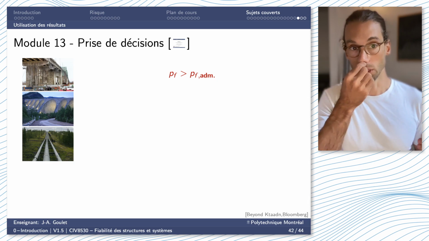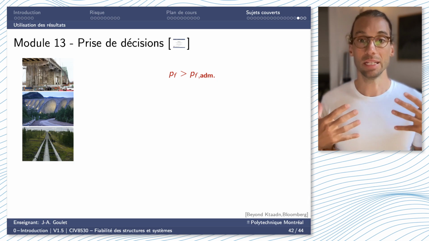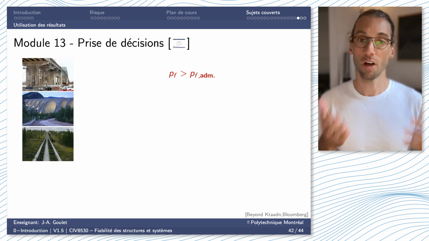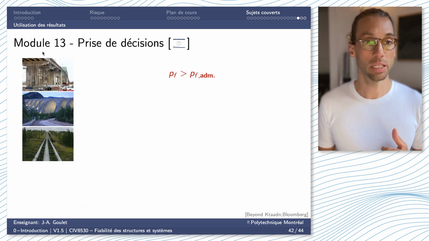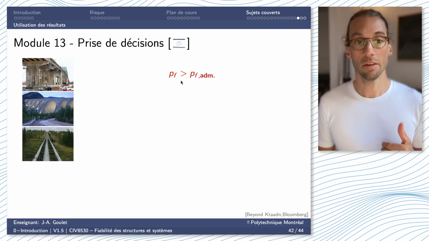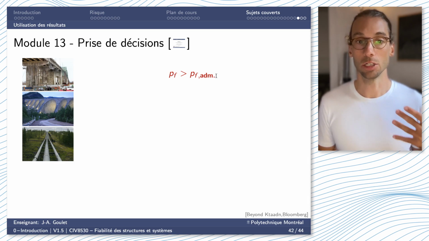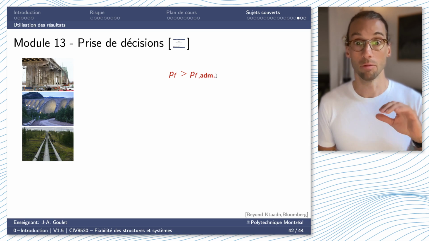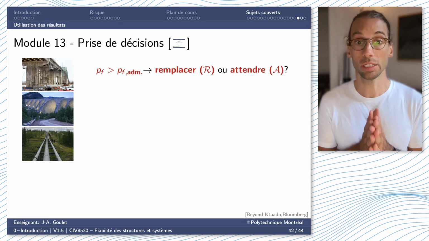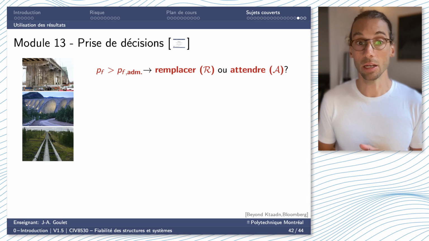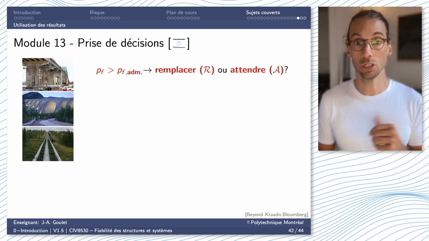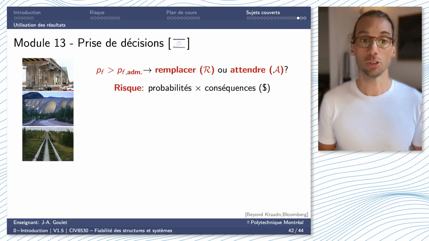Finally, module 13, we're going to look at how we can take decisions following a reliability analysis. For instance, for all these very important structures, if the probability of failure we compute is larger than the admissible value prescribed by codes, what should I do? I don't necessarily want to directly go and replace the structure. Do I want to replace the structure right away or do I want to wait? How do I choose between these decisions, these actions, in uncertain contexts?